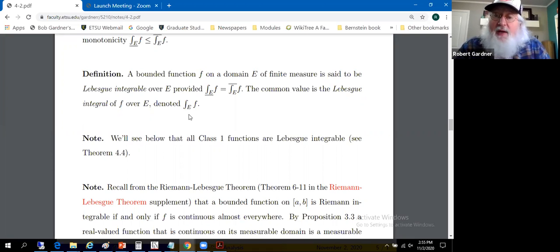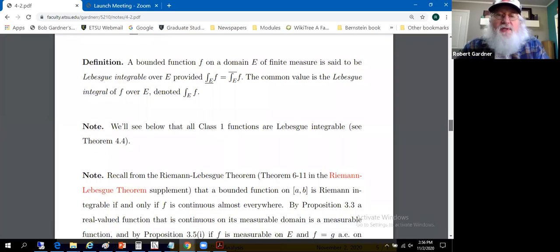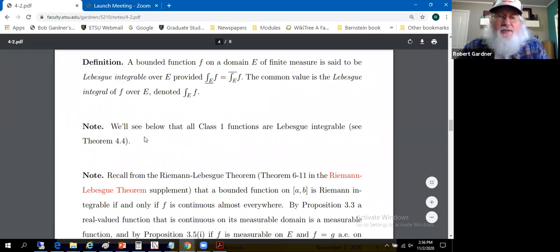So we got it defined. I wonder how it behaves. I wonder if we've got linearity and monotonicity of these as well. Yeah, you do. How are you going to prove it? Probably going to depend on the fact that we got linearity and monotonicity for simple functions, and these integrals are defined in terms of simple functions. We'll see below that this works in the sense that all class 1 functions are Lebesgue integrable.